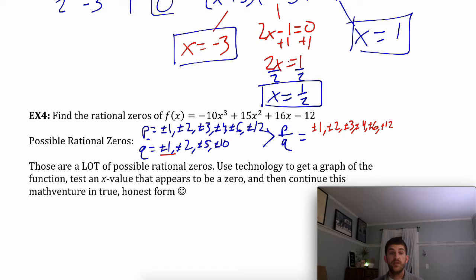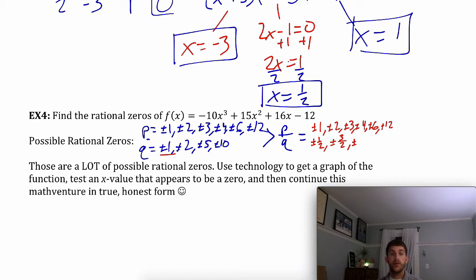Now we're going to do all those divided by 2. Plus or minus 1 divided by 2 gives us plus or minus 1/2. Plus or minus 2 divided by 2 is going to give us plus or minus 1. We already have that, so we don't need to do that again. Plus or minus 3 divided by 2, we got plus or minus 3 over 2. Plus or minus 4 over 2, that's just 2. We already have that. Plus or minus 6 over 2, that's 3, we already have that. And then plus or minus 12 divided by 2, that's the plus or minus 6 that we got.